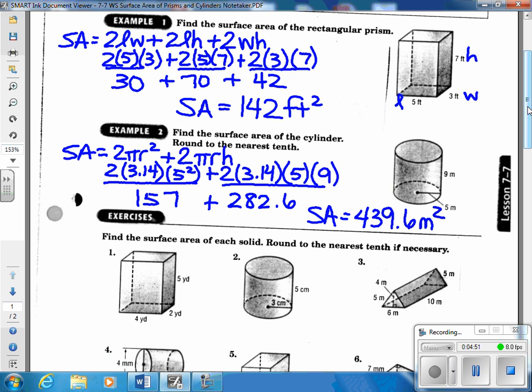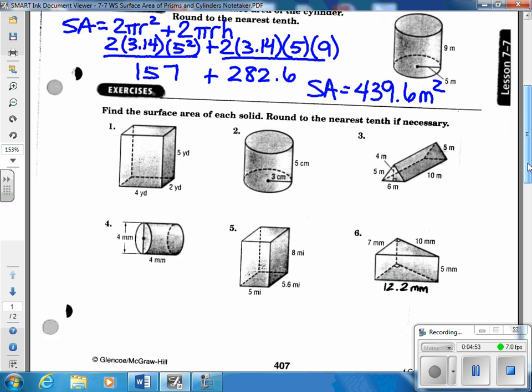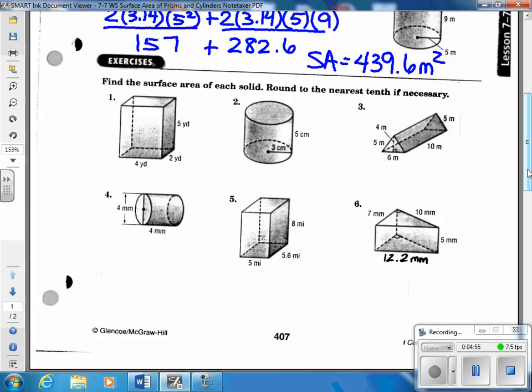All right, so now looking at the problems below, we're going to practice some more with some other sized cylinders and prisms, right?